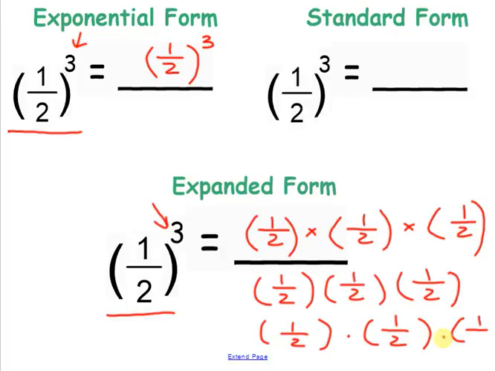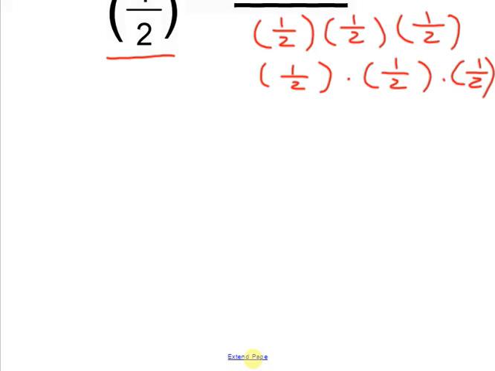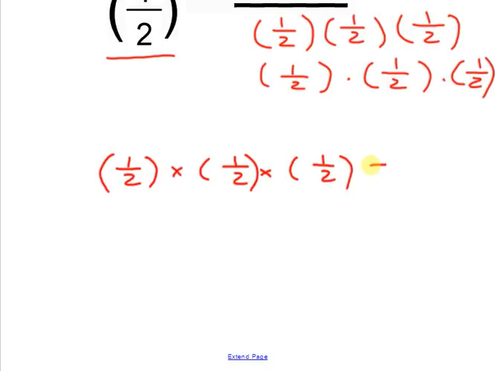But the key here is keeping it in parentheses. Now, how do you figure out standard form? And remember, we know that standard form is the answer. Very simple. All we're doing, guys, is multiplying fractions. So here I have 1/2 times 1/2 times 1/2. So watch carefully.